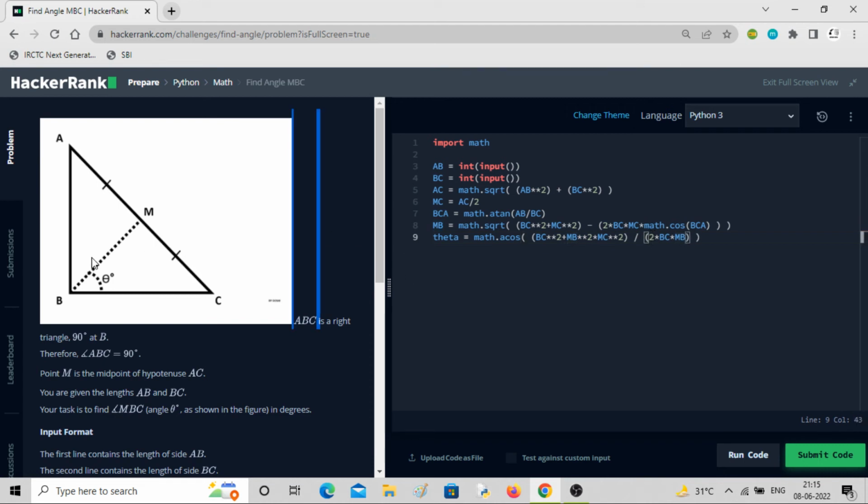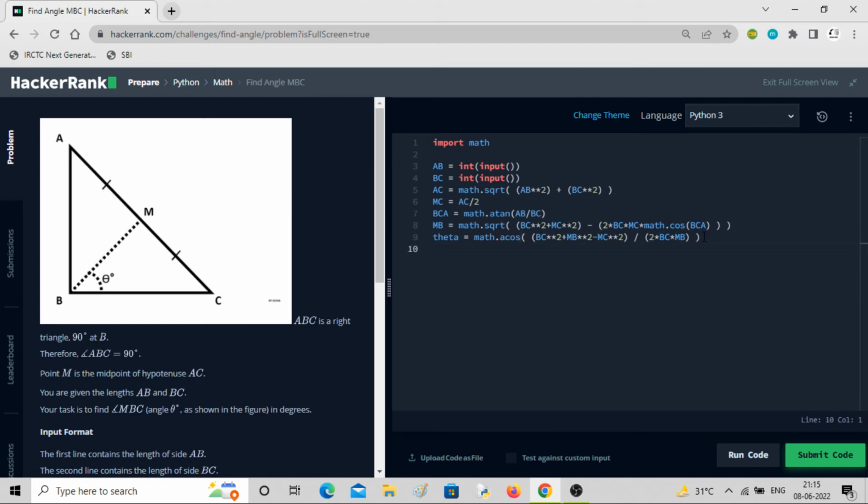So what I am trying to calculate is this angle, right? So MC square is equal to BC square plus MB square minus 2 MB BC cos theta. That is what I have written, but rearranged. Cos theta I am calculating, right? So theta, that's why cos inverse is here. So BC square plus MB square will be as it is, then minus MC square, and then divide by 2 BC MB. That will give you theta.